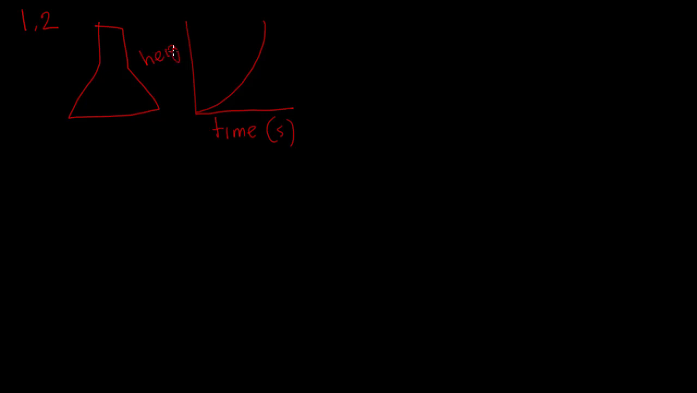Section 1.2, Domain, Range, and Function Notation. Carrying over from Section 1, we see the graphic of the flask that's going to be filled with water at a constant rate. And next to it, we see the graph that shows the relationship between the time that the water is running for in seconds and the height of the water in centimeters. And the graph is showing you the relationship.